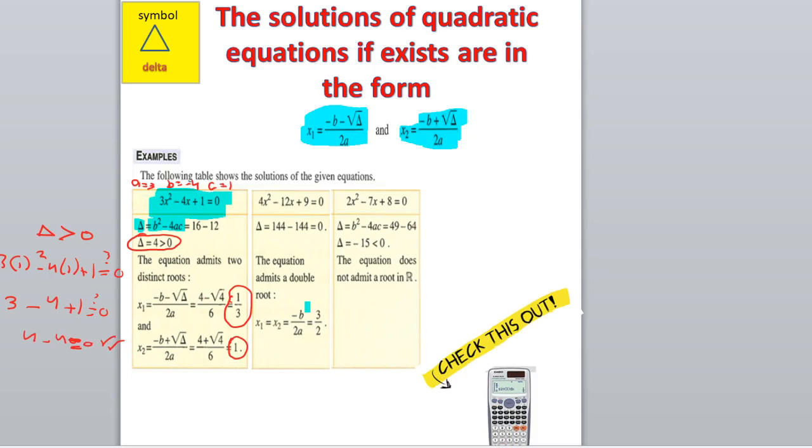Okay, let's take another equation: 4x squared minus 12x plus 9 equals 0. Delta equals b squared. What is b? Do you see it? a is 4, b is minus 12, and c is 9. There's no room to write them here. So delta equals b squared, minus 12 squared, which is 144, minus 4ac, 4 times 4 times 9. Calculate it, it comes out to 144. So delta equals 0.